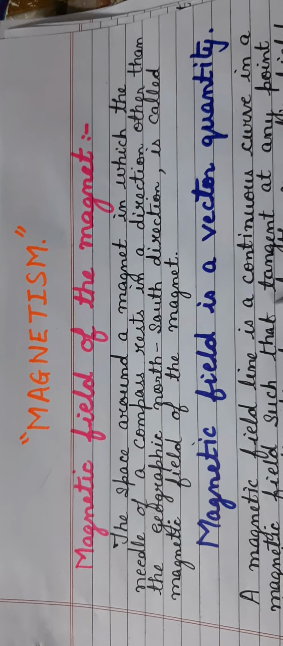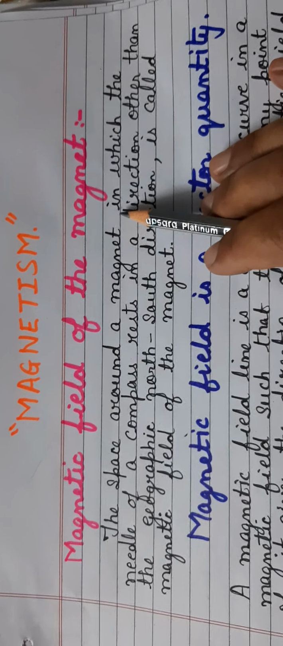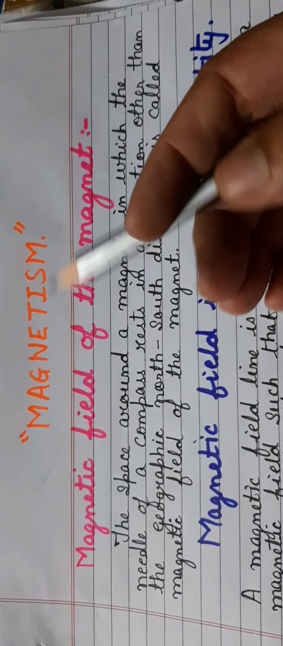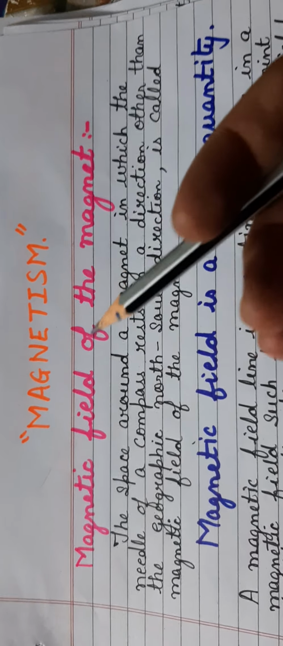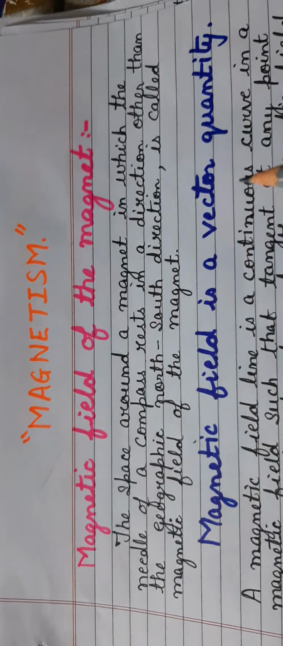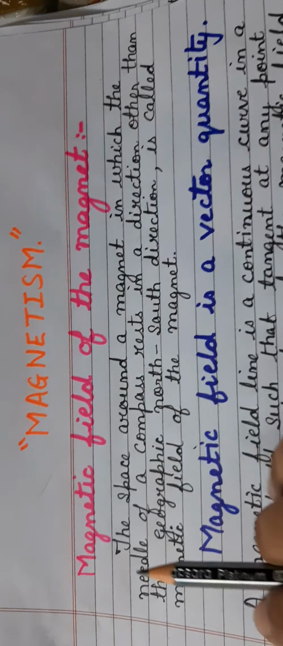Okay, and today we are going to study what is a magnetic field of a magnet. From the name, it is very clear. It is the area around a magnet in which its magnetic strength could be felt. In simple words, a magnetic field is an area around a magnet in which its strength could be felt. Okay, now how do you define it?